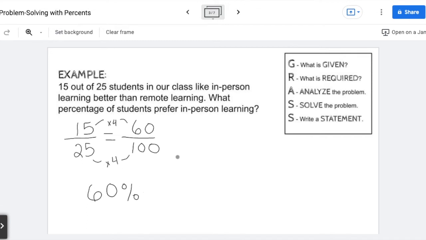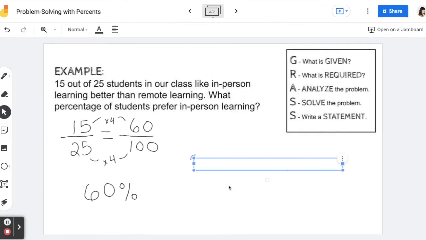Now we also have to remember that when we're doing word problems, it's very important for us to express our answers in sentences. So we look back to the original question. It said, what percentage of students prefer in-person learning? So we would write a sentence to answer that question. So we can say that 60% of students prefer in-person learning.